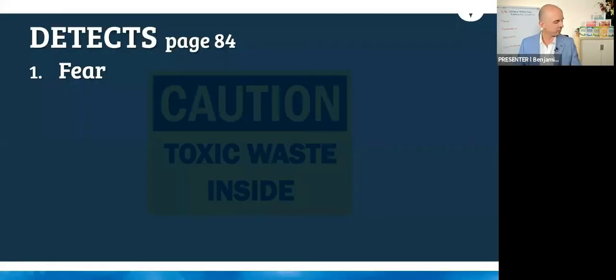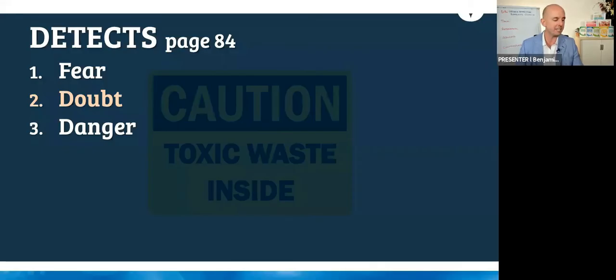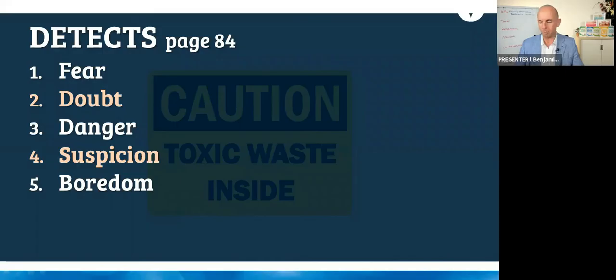So the first one is fear, if you want to fill that in. It's asking the question, this goal, this thing that you're looking for, is there any fear associated with it? The second one, doubt. Is there anything I need to doubt about this goal? The third one, danger. Is it physically dangerous to do this goal? The fourth one is suspicion. Is there something suspicious about this goal? The fifth one, boredom. Does this goal sound boring?